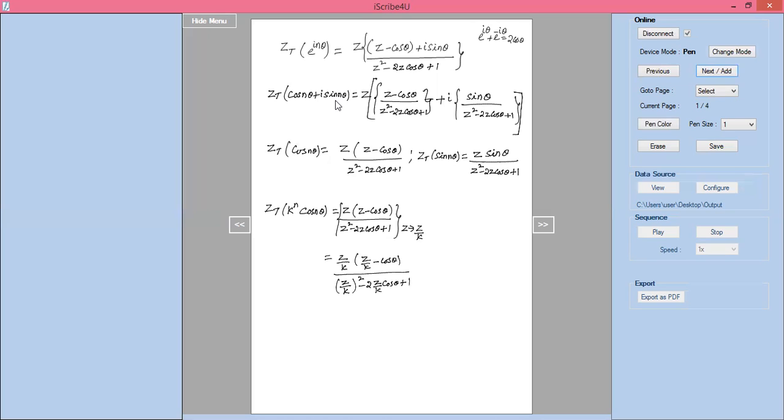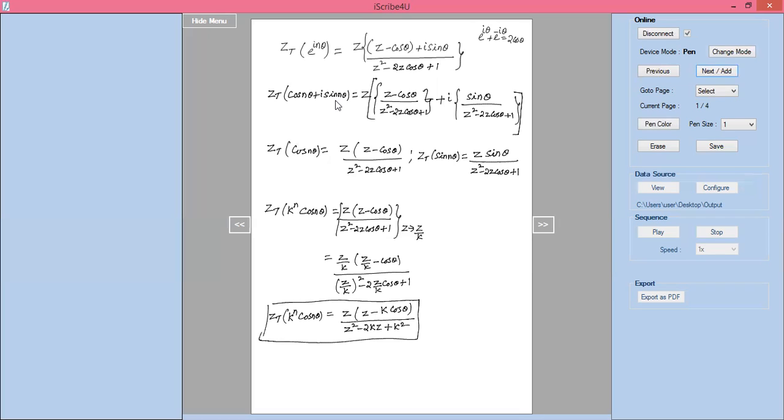Now if you write this, we get z into z minus k cos theta divided by z square minus 2kz cos theta plus k square. This is the z transform of k power n into cos n theta.